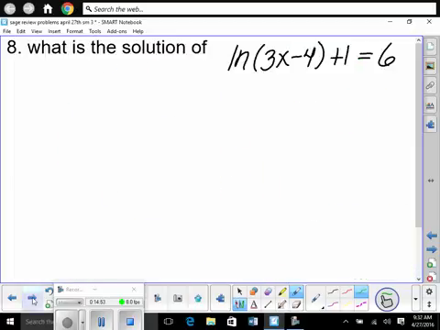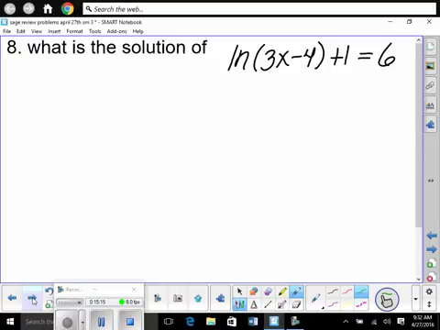What is the solution of ln times 3x minus 4 plus 1 is equal to 6? So now we're solving a logarithmic equation. In fact, it's a natural log equation, ln. The inverse of ln is e, which is same thing, logs and exponentials. This is the special logarithm, natural log.